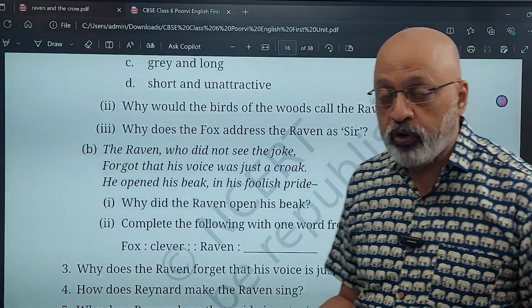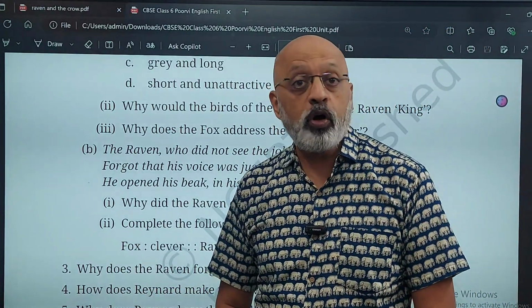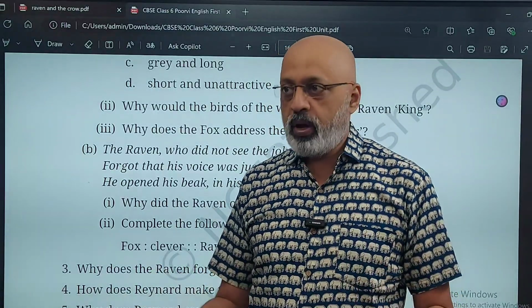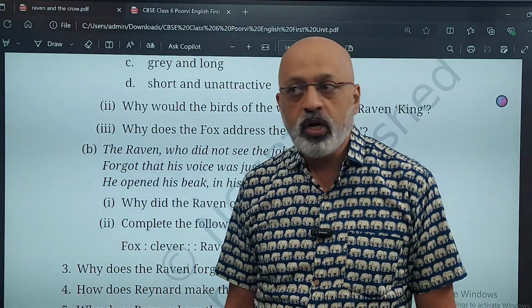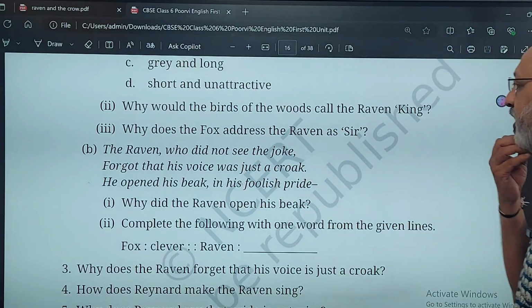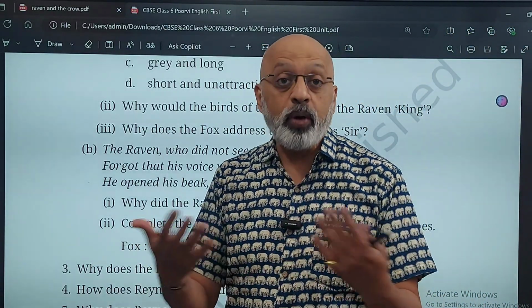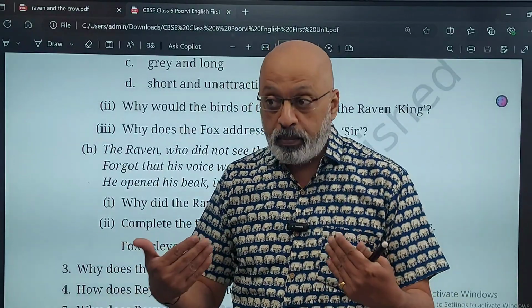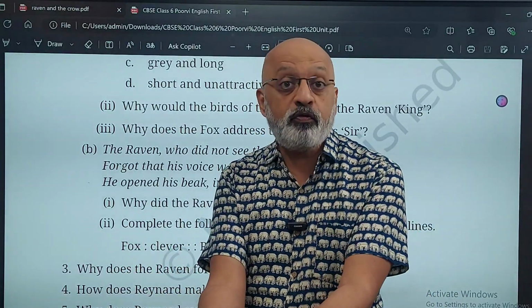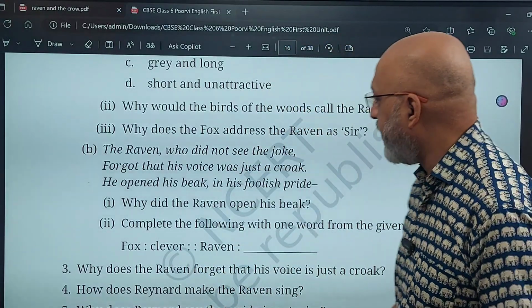Because if he sings so beautifully, they would think that, oh, such a bird with such a beautiful voice is ideal to be made the king of the woods, of the birds. So we would make him king. Why does the fox address the raven as sir? Because he wants to make him feel good, and make the raven believe that, look at this fox, he's giving me so much respect and attention.